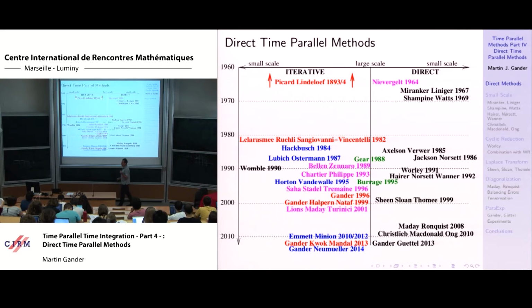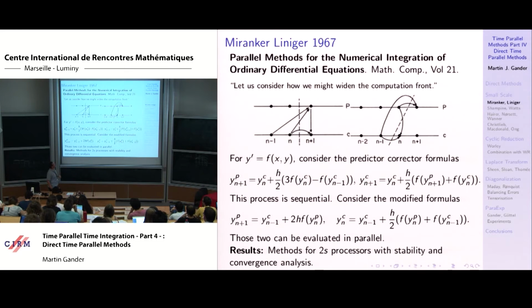And these are maybe the most improbable methods, because all the methods we've seen so far, you've seen that we used, as a trick, we used iterations to get the solution over the whole space-time. Now, these methods do not iterate. They use many processors, and they somehow manage to do this in parallel. The first method is by Miranker and Liniger, almost as old as Nievergelt, 1967.